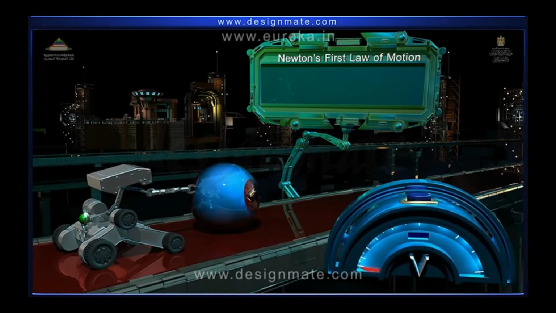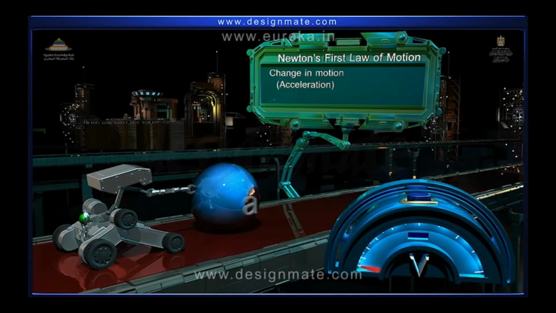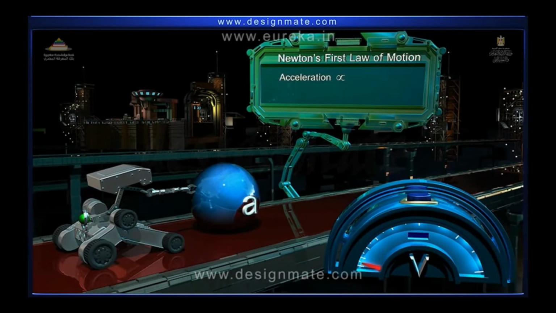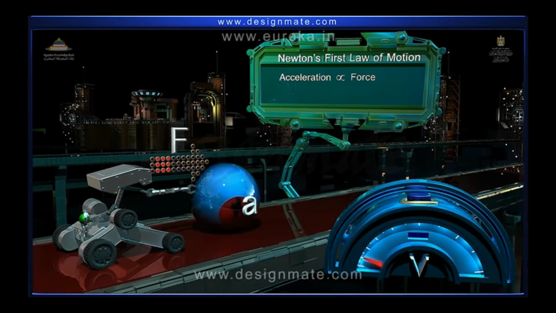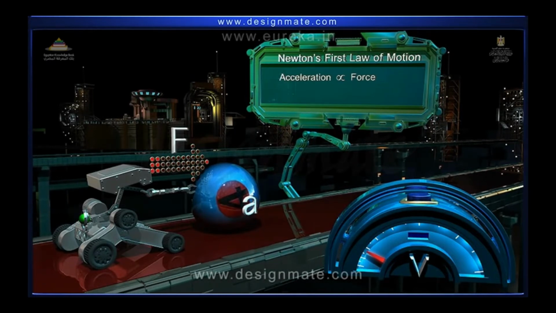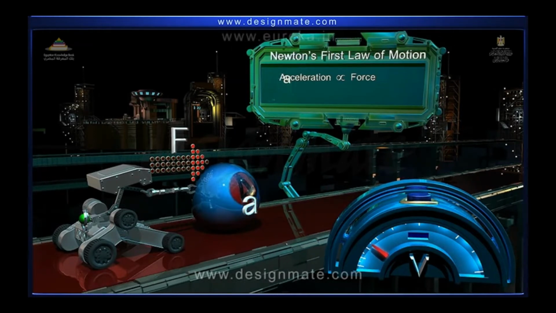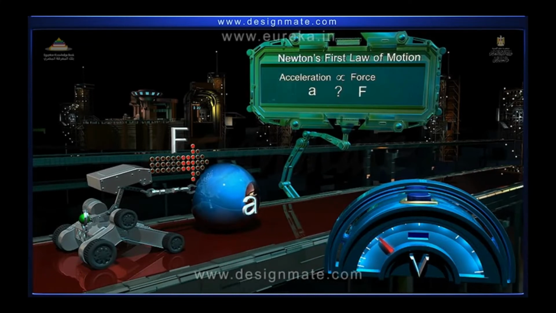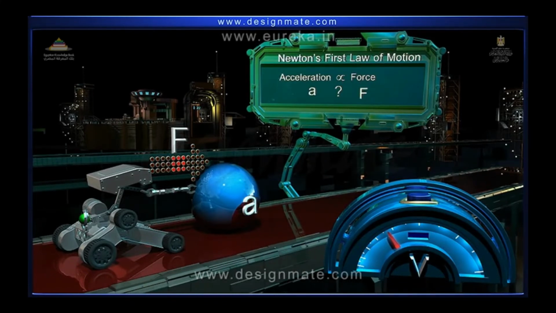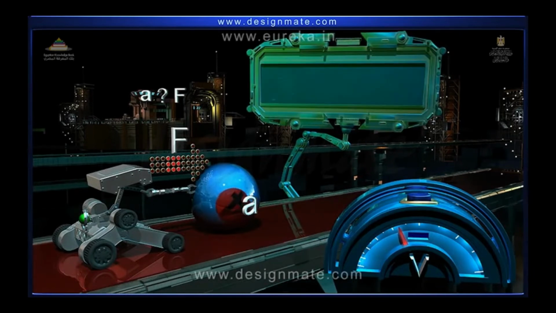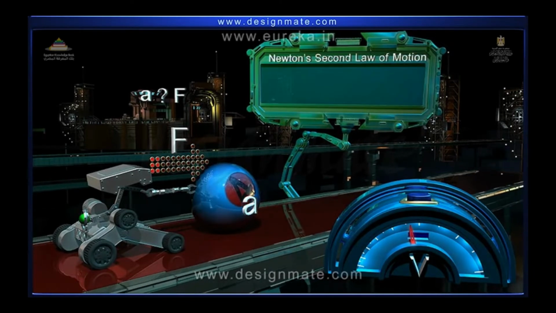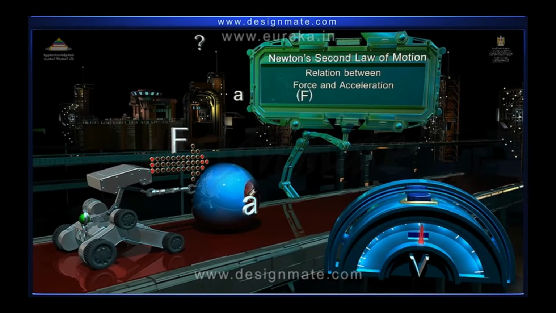In other words, we can say that the change in motion or acceleration of a body depends upon the force acting on it. But the first law does not show us how the acceleration of an object depends upon the force acting on it, whereas Newton's second law gives us the relation between force and acceleration.